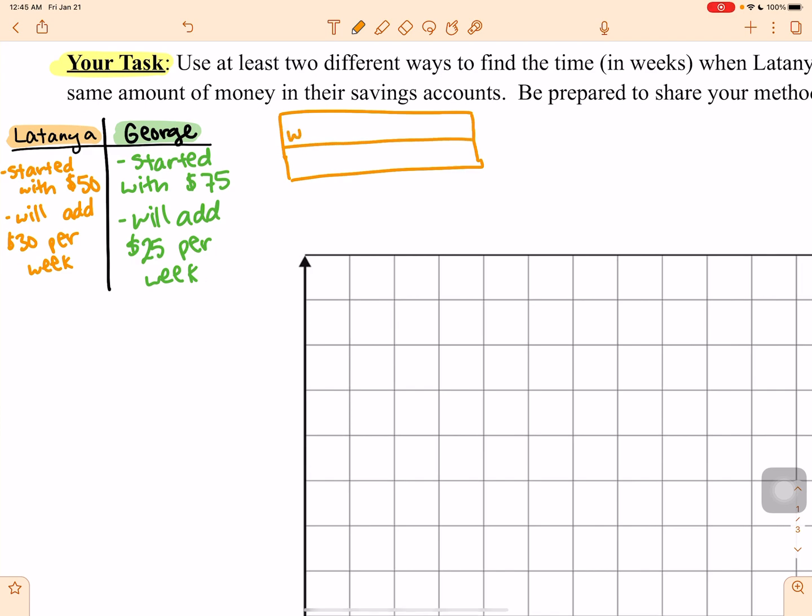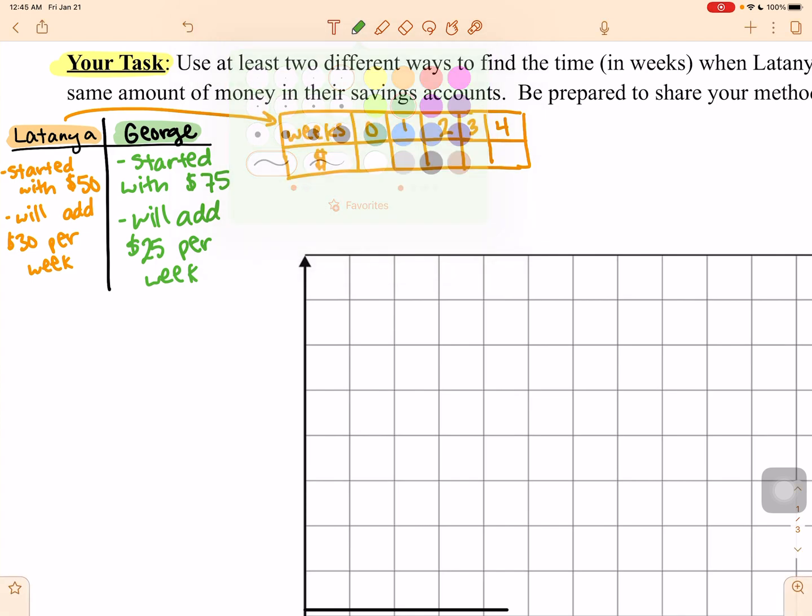So here we need to have weeks and money in the savings account, right? So we might have to extend it, but we can start off at week 0. You always want to start with week 0. That's the very beginning. See, I don't always draw mine very well. You guys should always use pencil. I'm going to go up to week 4. We might have to go further than that, but we'll find out. Okay, so this is Latanya.